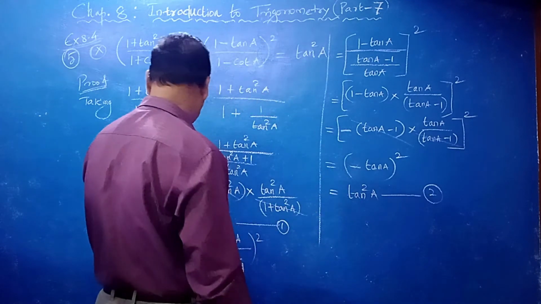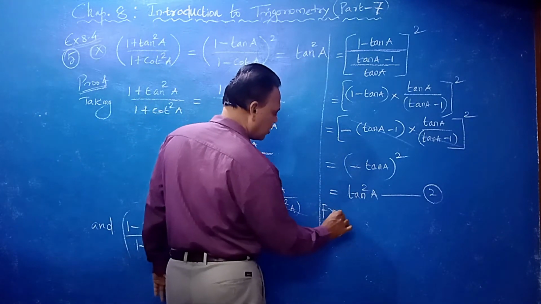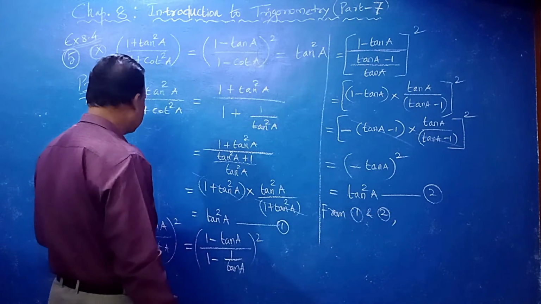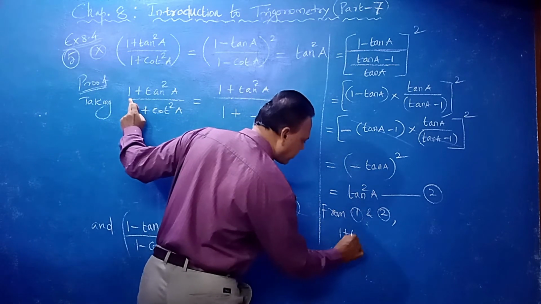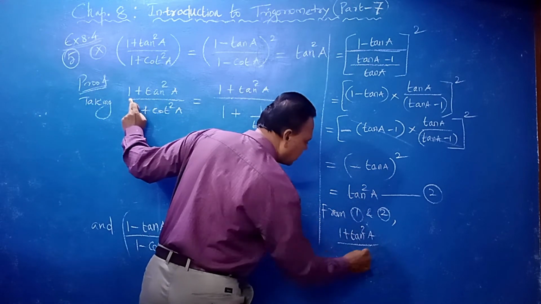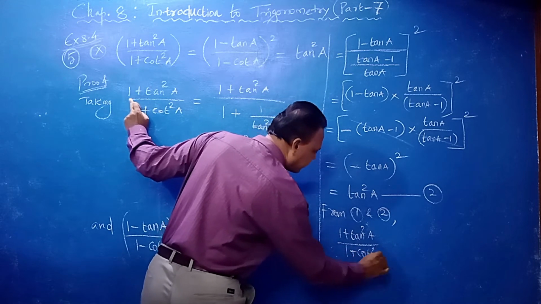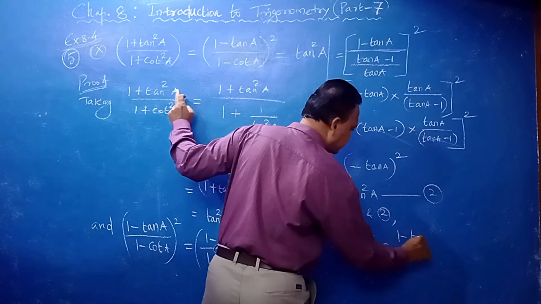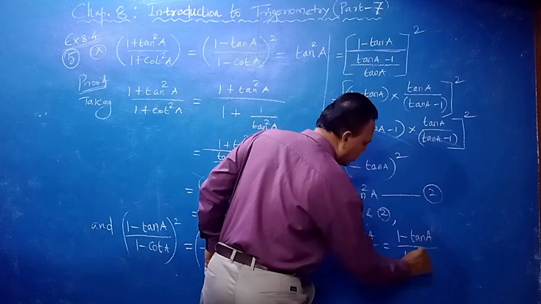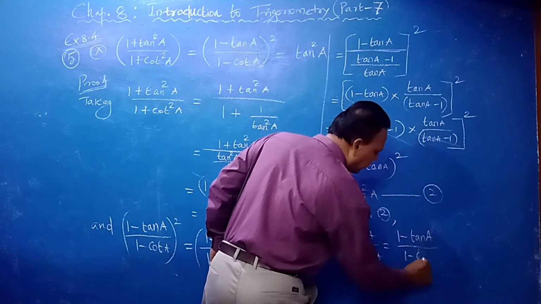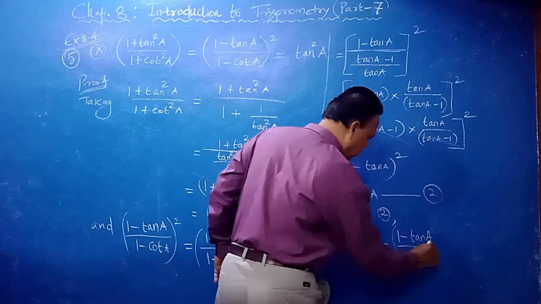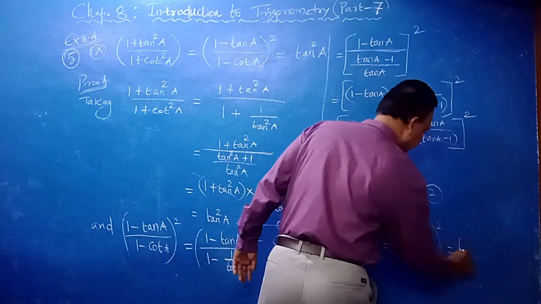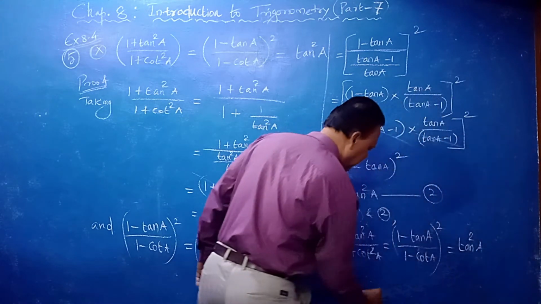Now from 1 and 2 you can write it: the first quantity, that is (1 plus tan squared A) by (1 plus cot squared A), is equal to ((1 minus tan A) by (1 minus cot A)) the whole square, is equal to tan squared A. Both are having tan squared A. So hence proved.